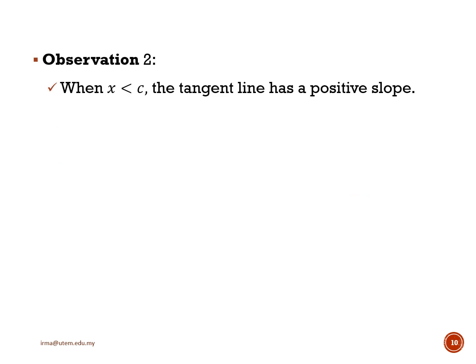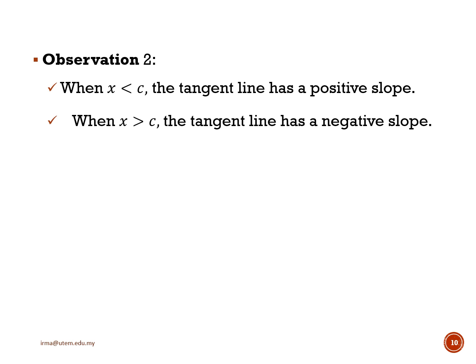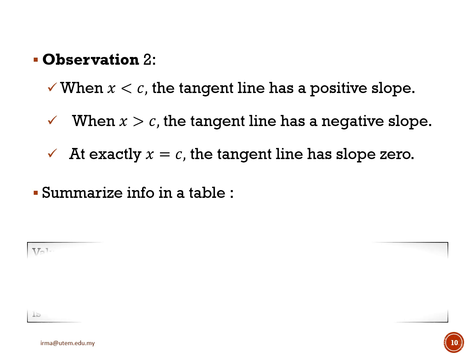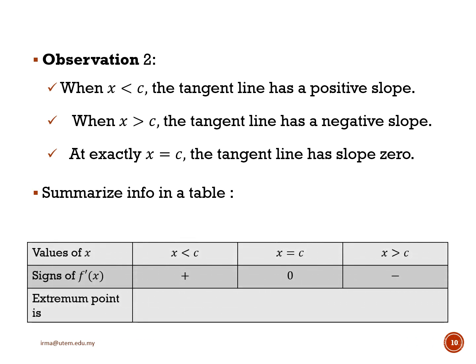Alright, let's look at observation 2. When x is less than c, the tangent line has a positive slope. When x is greater than c, the tangent line has a negative slope. And at exactly x equal to c, the tangent line has slope 0. So we can summarize the information in a table.